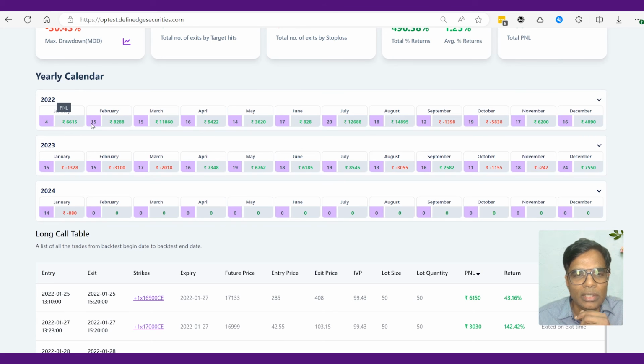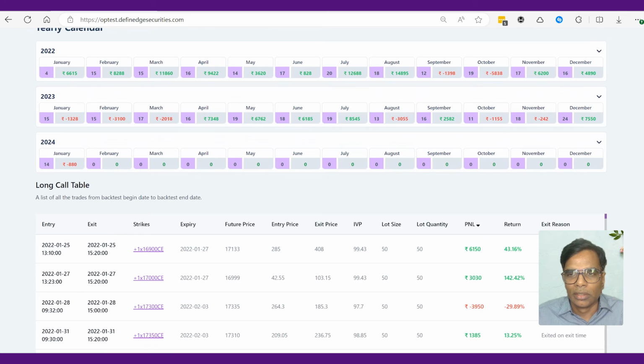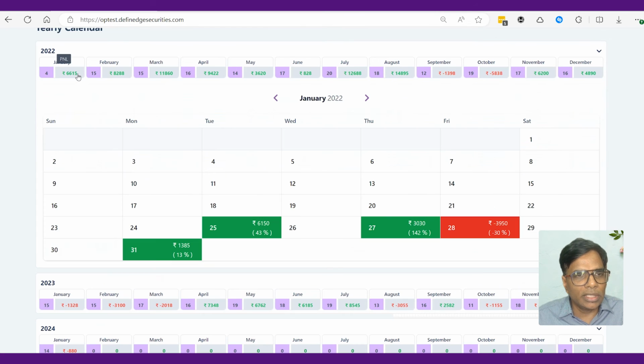Okay, now that breakdown is there for all the months in which you have entered, almost 25 months, if you go exactly from January 2022 to January 2024, right? So this is a breakdown, and you can click on this and also see a day wise breakdown. So we had 4 trades. Out of 4 trades we had 3 profitable trades, and 1 loss trade.